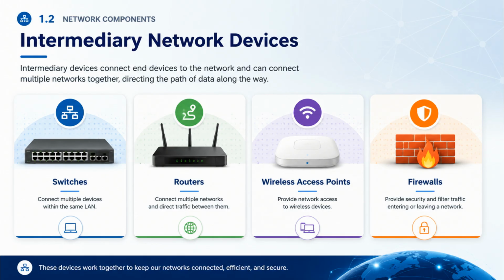Now contrast end devices with intermediary devices. These do not originate or receive the message, they move it along the path. Switches connect devices within a LAN. Routers connect networks together. Wireless access points extend access. Firewalls filter traffic for security. Have them picture the school network. Which of these have they probably seen in a wiring closet?